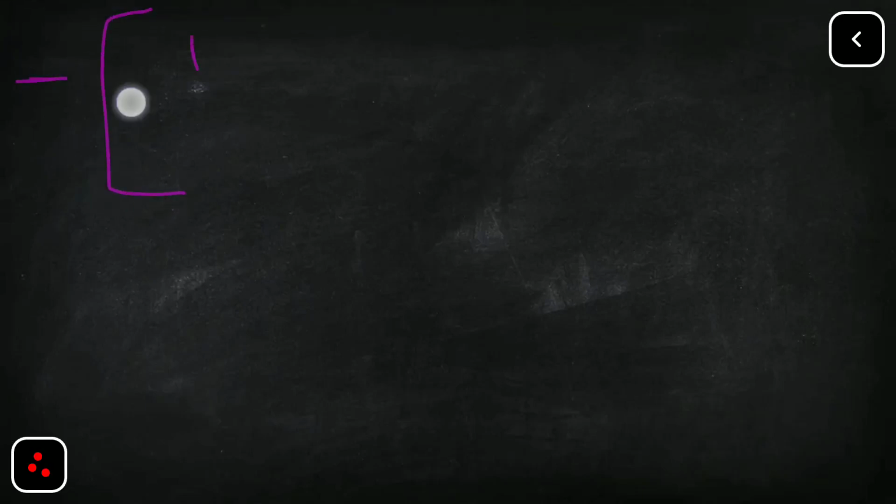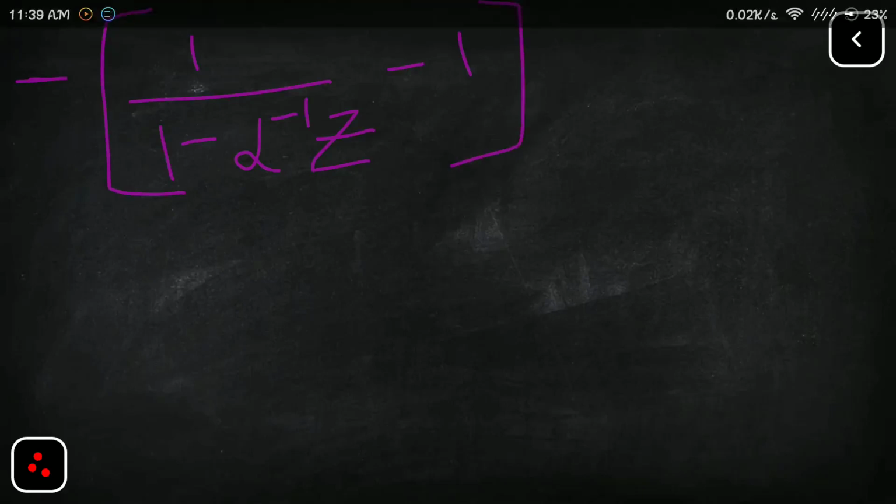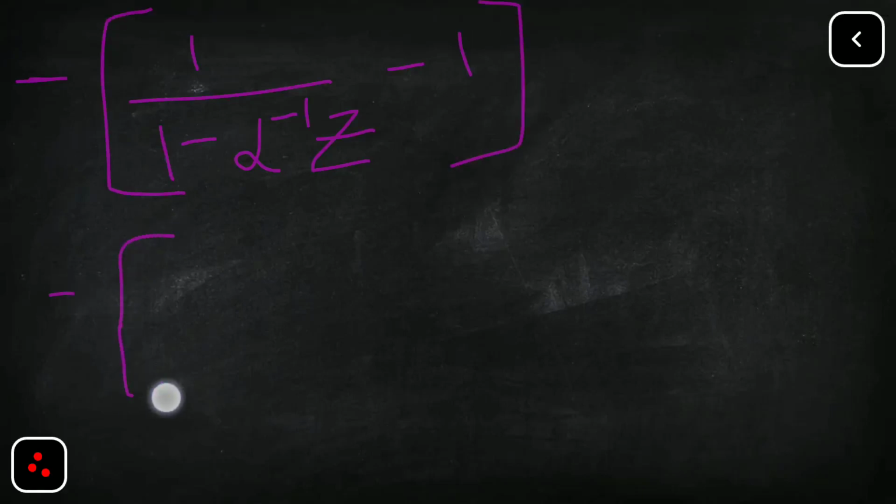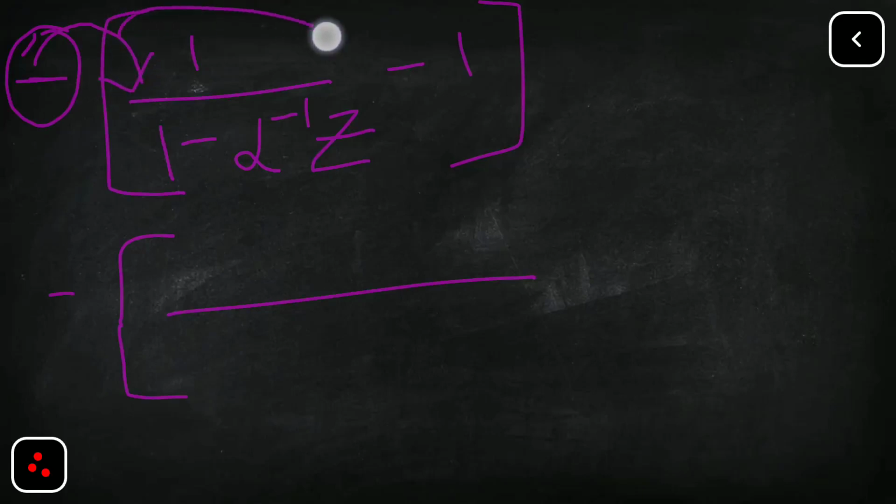So if I use the formula, I get minus of 1 divided by 1 minus alpha to the power of minus 1 into z, minus 1. If I do that particular simplification, I get it like this. Now, as there is a minus over here, I have to multiply this minus to these two things, to this particular term as well as this minus 1. So I now get what?